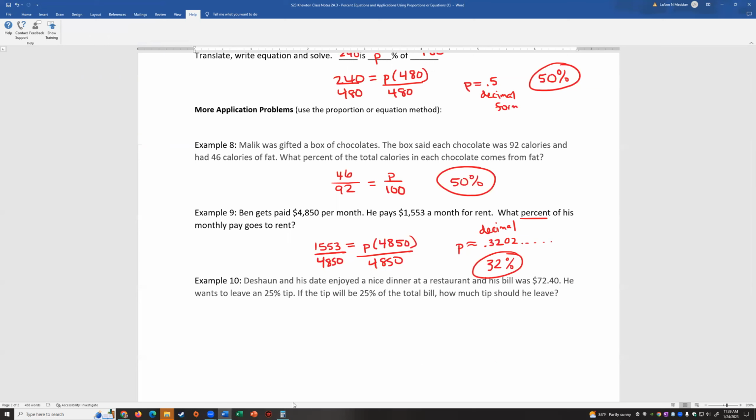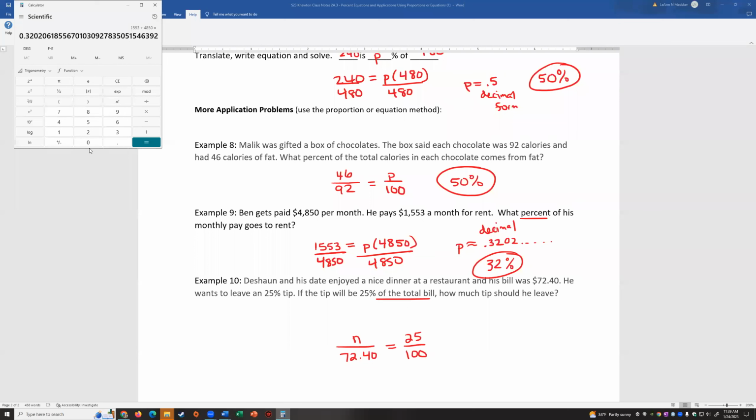Okay. Deshaun and his date enjoyed a nice dinner at a restaurant. His bill was $72.40. He wants to leave a 25% tip, 25% of the total bill. So the total bill was $72.40. He wants to leave a tip. That will be 25% of that total bill. So 72.4 times 25 is 1810 divided by 100.